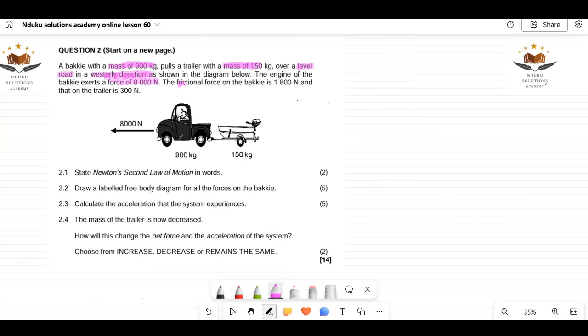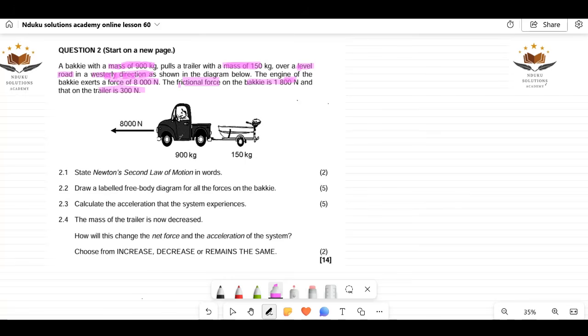So we also have a frictional force on the buggy. Let me just also highlight: buggy, 1,800, and on the trailer is 300 newtons. Good. Now for 2.1, it says state Newton's second law of motion in words. Please make use of your examination guidelines and write it exactly as it's written there.